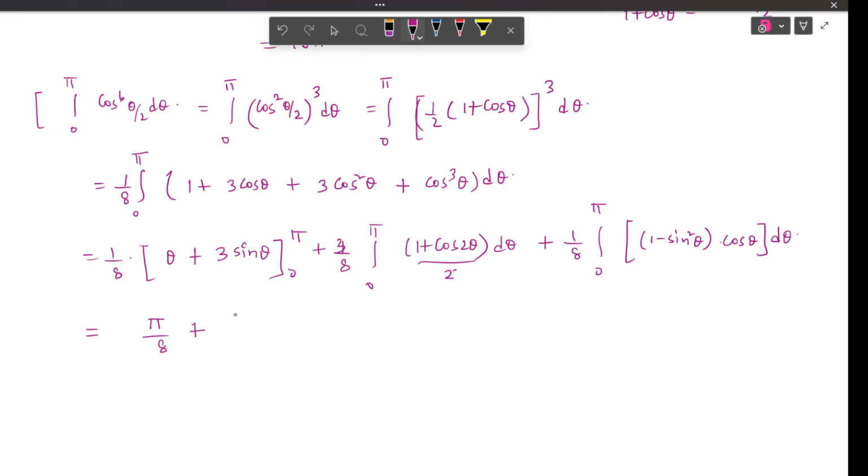Plus this is 3 by 16, 1 d theta, that is theta, cos theta integration is sin theta, but here we have a theta by 2 format, so divided by a half, from 0 to pi. And here we can say this is 1 by 8. Here we have to apply substitution method. So let us say u is sin theta. So du would be cos theta d theta.